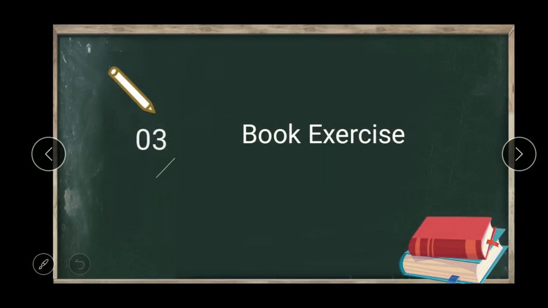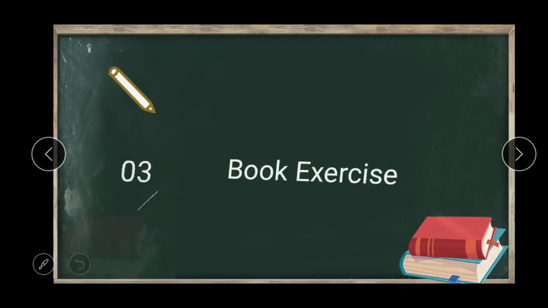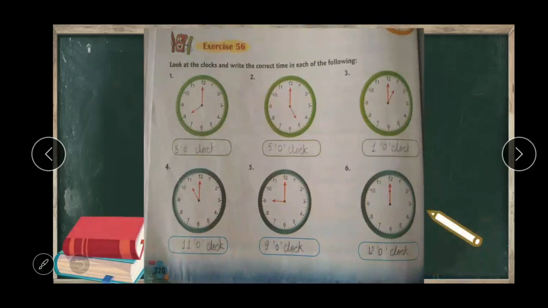Now let's solve book exercises. So exercise 56, we have to tell the timing. So here in each clock we can see that the minute hand is at 12. So we will read it as o'clock. So first one will be 8 o'clock because minute hand is at 12 and hour hand is at 8.